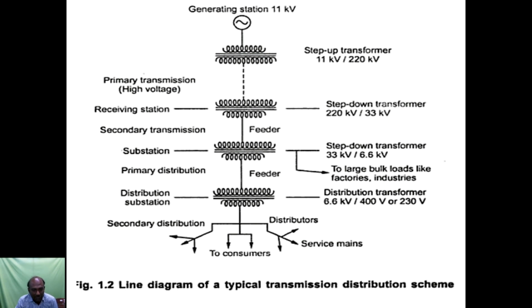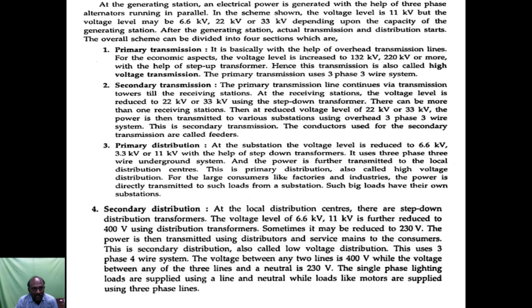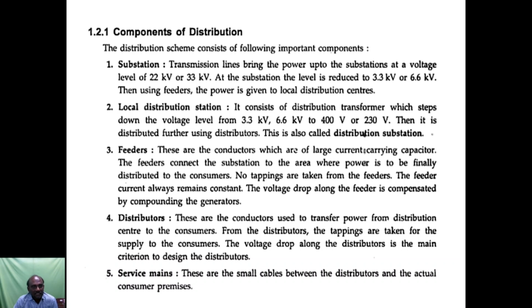It is a line diagram of a typical transmission and distribution scheme. So we have the primary transmission, secondary transmission, primary and secondary distribution. That we have seen in the one line diagram as well as the clear picture, and the various components of distribution.